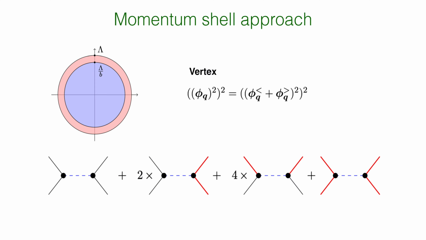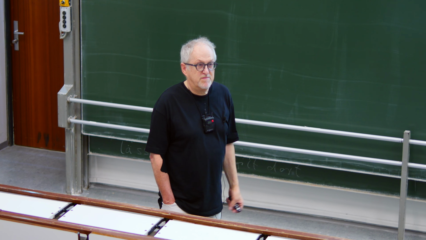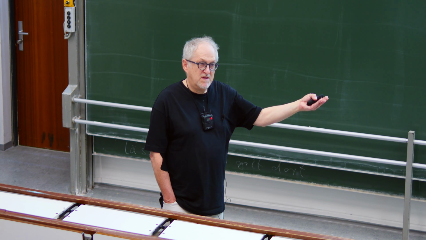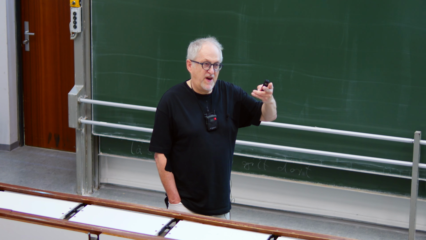Okay, and if you have those diagrams here and you have just one leg, you can't close it. It's zero by symmetry because you integrate over a Gaussian, and if you have just a single value, you have phi to minus phi symmetry, and then this one doesn't contribute.